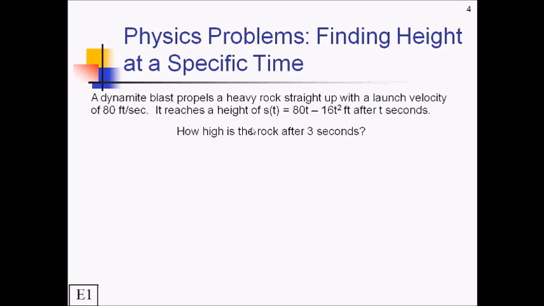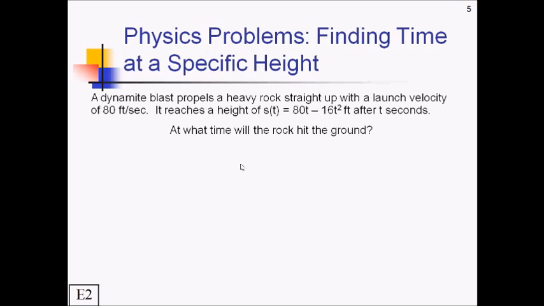So this first one, how high is the rock after 3 seconds? We're just asking for the position when we plug 3 in for t. So we can just use the original formula for this. So this is going to be 80 times 3, 240, minus, let's see, this is 9 times 16, so that's 144. So that's going to be 96 feet for that one. Units is feet.